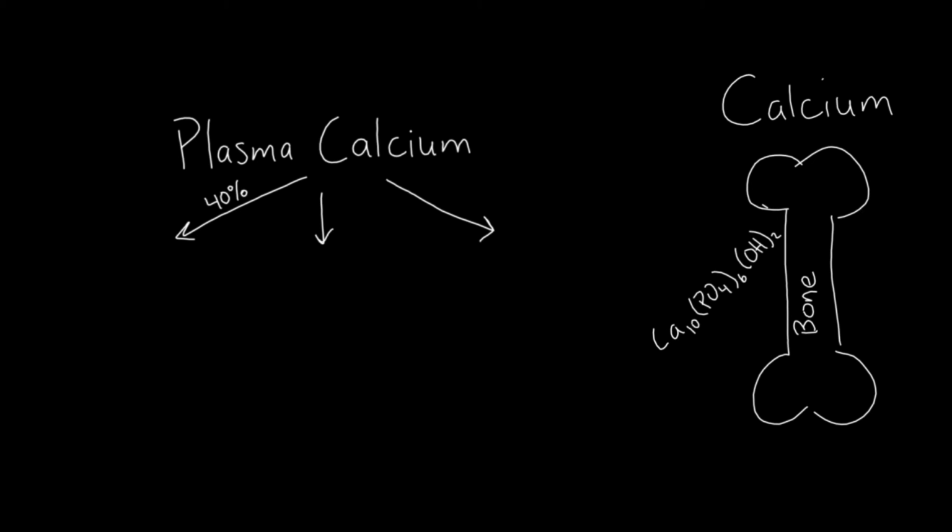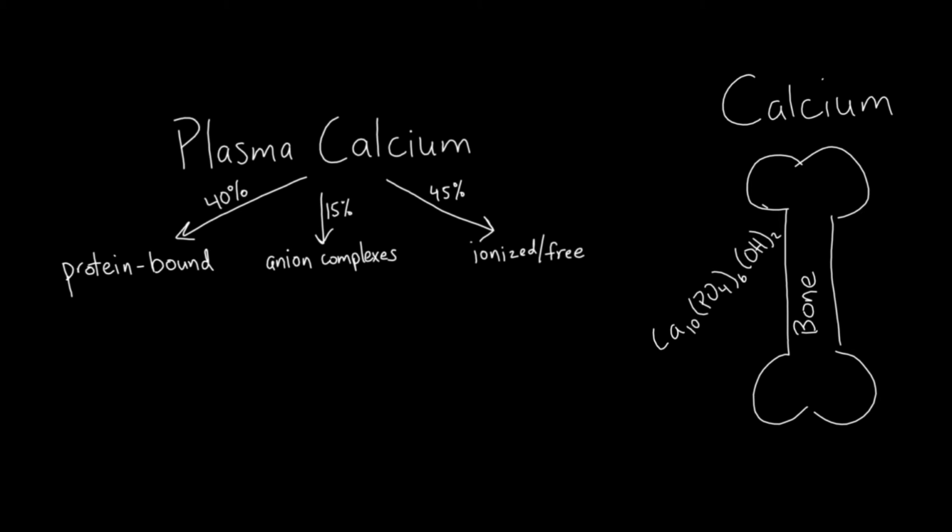40% of the total calcium exists bound to proteins, primarily albumin. 15% is complexed with anions, most notably citrate, sulfate, and phosphate. Finally, 45% exists as the physiologically important ionized or free calcium.